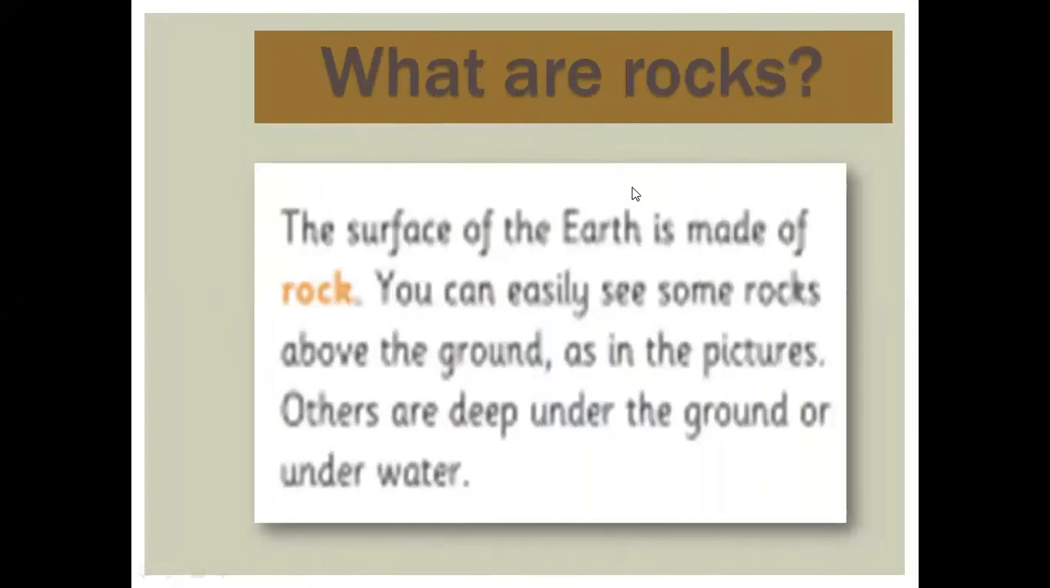What are rocks? The surface of Earth is made of rocks. What are rocks, boys? The surface, the land of Earth is made from rocks. You can easily see some rocks above the ground, as in the picture. Others are deep under the ground or under water. So there are three kinds of rocks: first, those that are above the ground; second, those that are under the ground; and third, rocks that are under the water. All of these are rocks.